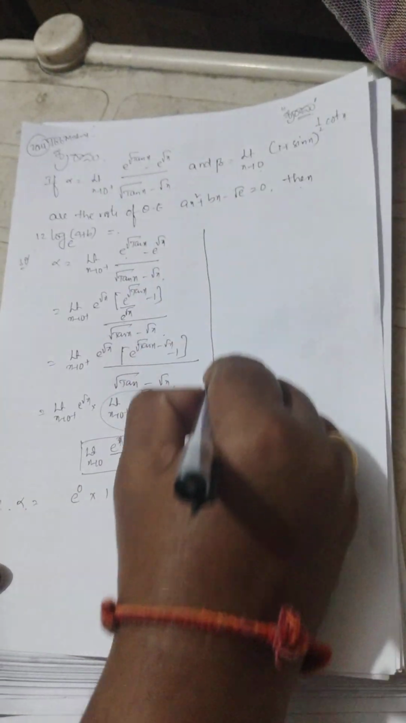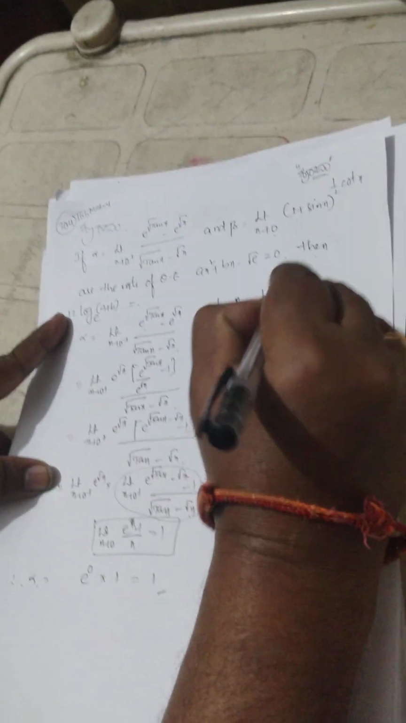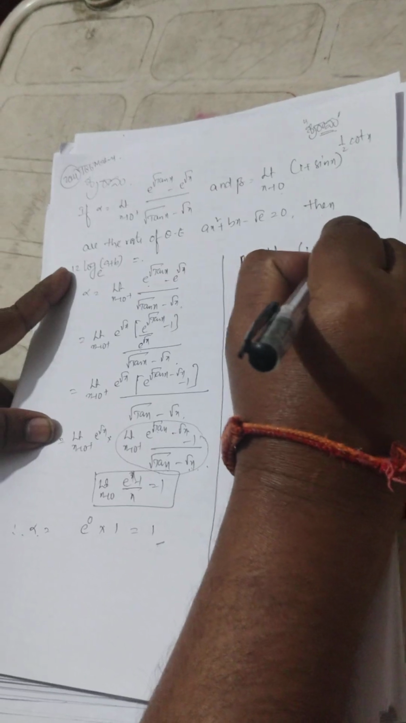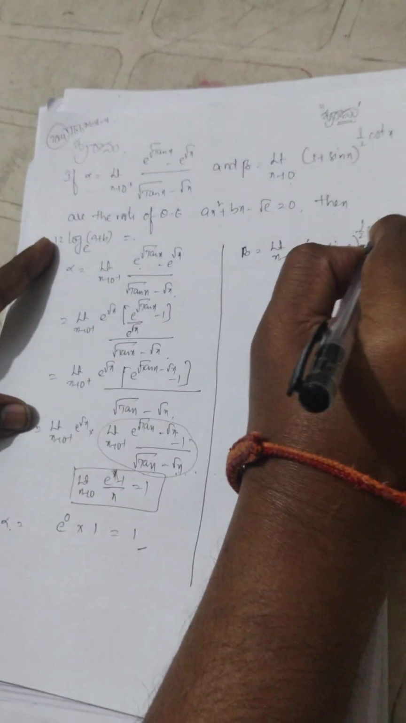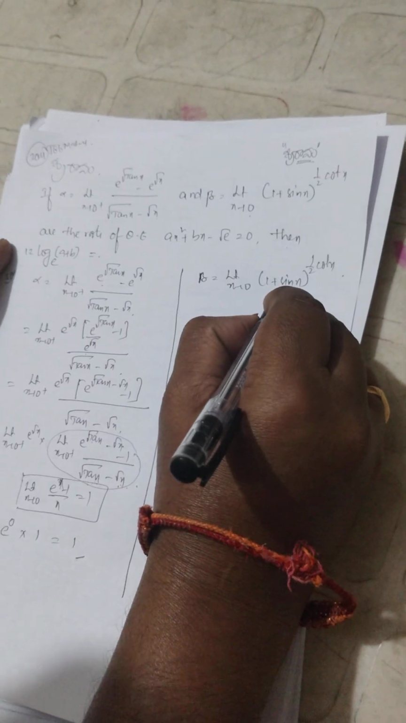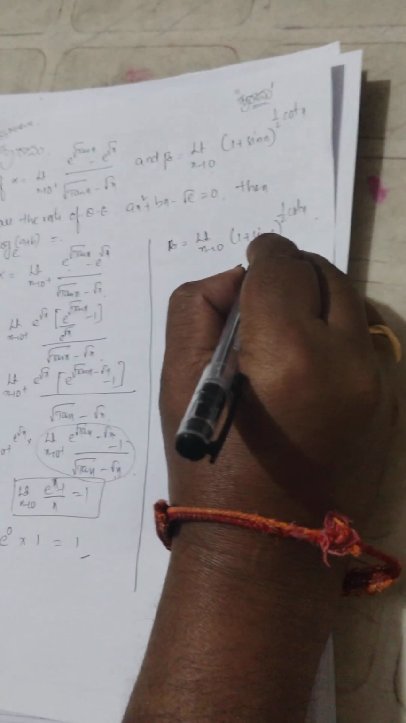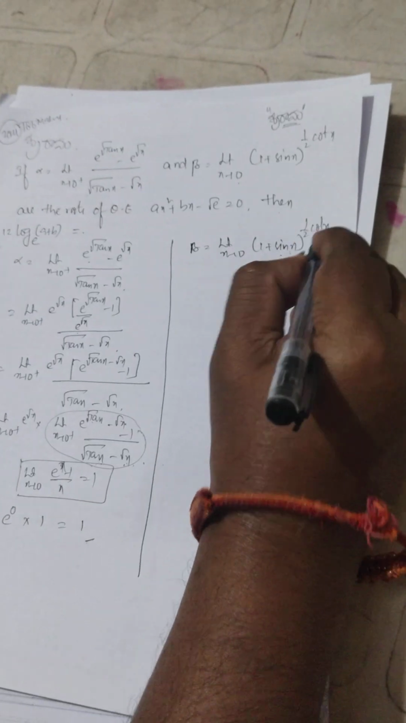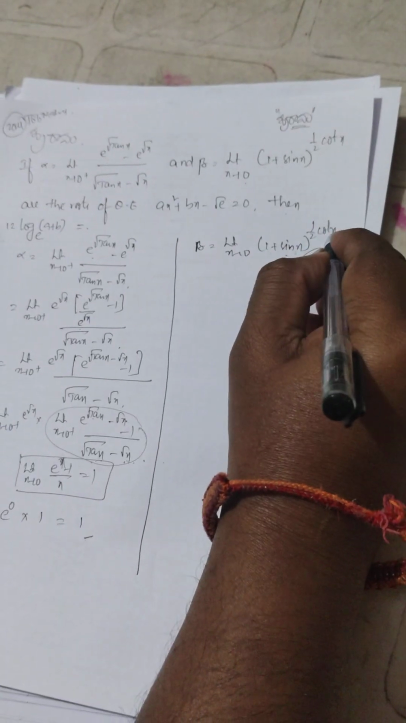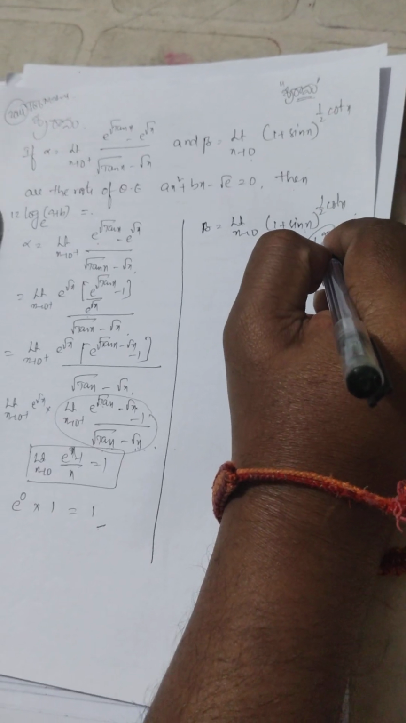In the same way we have to find out the beta value. So what will be the beta value? Here, limit x tends to 0 of (1 plus sin x) whole power 1 by 2 cot x. Substituting x equal to 0, 1 plus sin 0 is 1 plus 0, which is 1, and cot 0 is infinity. So this is in the form of 1 power infinity. We have one of the formulas.